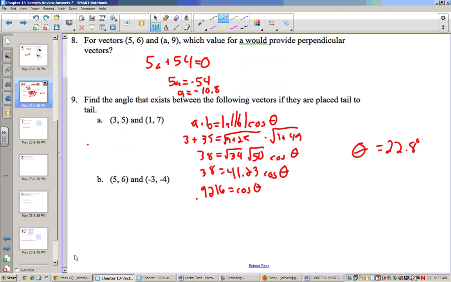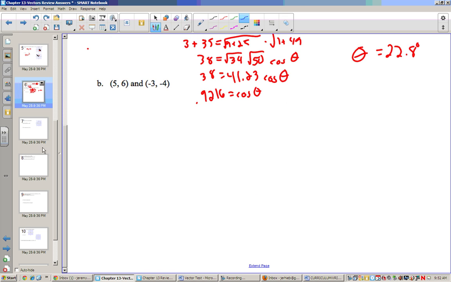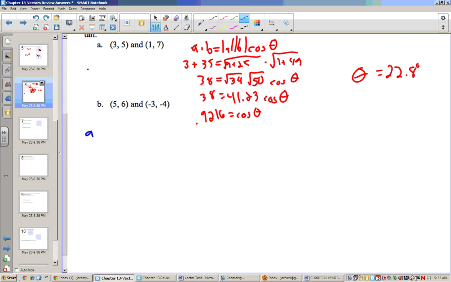Now we'll do the same thing here. I'll do it in blue so we don't confuse the writing since it moved down a little bit. So I have a dot b is equal to the magnitude of a times the magnitude of b times the cosine of that angle in between. A dot b, 5 times negative 3 is negative 15, plus 6 times 4, which is negative 24. This is negative 39. Now that's going to be equal to the magnitude of a times the magnitude of b. So magnitude of a, 5 squared plus 6 squared, that's 25 plus 36, which is 61.